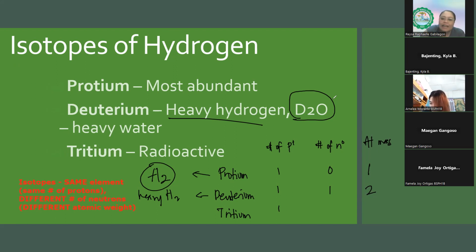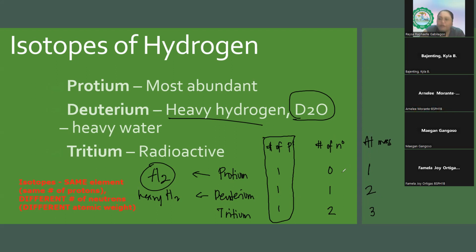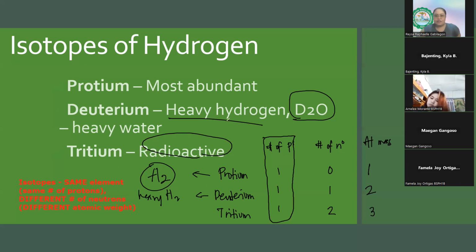Yung ikatatlo, the tritium, meron naman siyang dalawang neutron, sorry. That is why yung atomic mass niya is 3. So yan yung isotope ha. Meaning ng isotope, pareha sila lahat ng number of protons. Magkaiba sila ng number of neutrons and therefore, magiging magkaiba din ang kanilang atomic mass. So si tritium naman is radioactive. If you hear the word radioactive, that means nag-e-emit yan ng radiation. Okay? Again, nag-e-emit yan ng radiation. So this is the radioactive form of hydrogen.